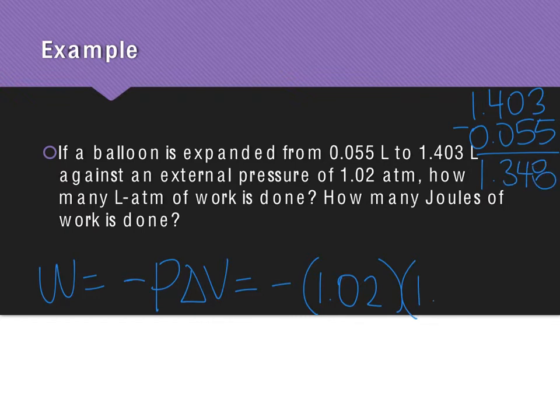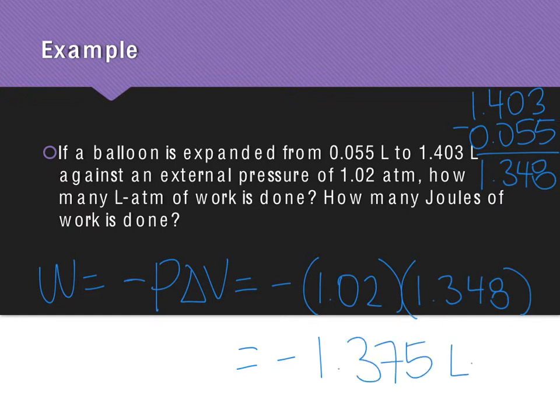So that basically says we're inflating something about 1.348 liters against an external pressure of 1.02. Put that in your calculator, and you get negative 1.375 liter ATM. That says that we are going to expend that much work. All right, I'll let you write that down because I'm going to erase these things and then we're going to convert this to joules. So I'll give you just a second. Okay, hopefully that was enough.